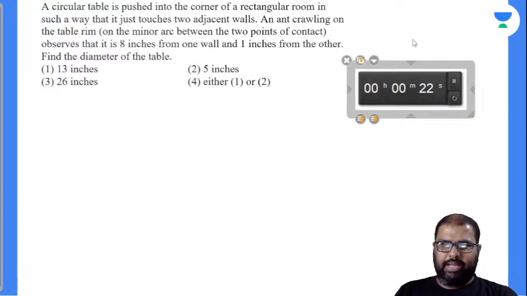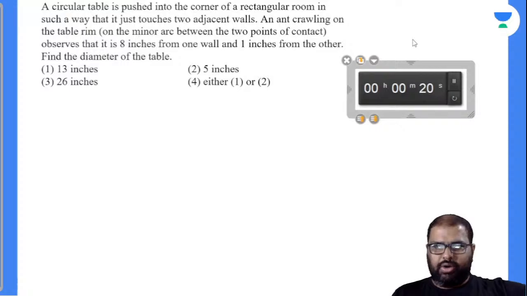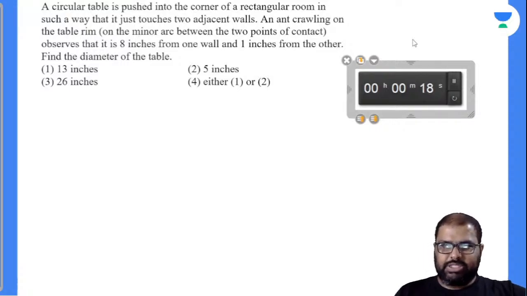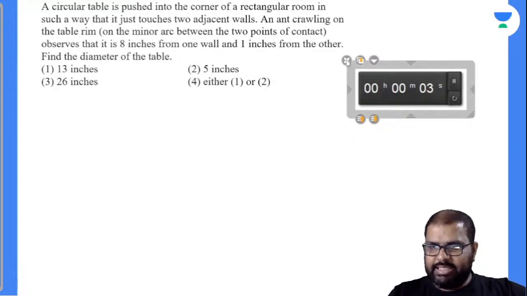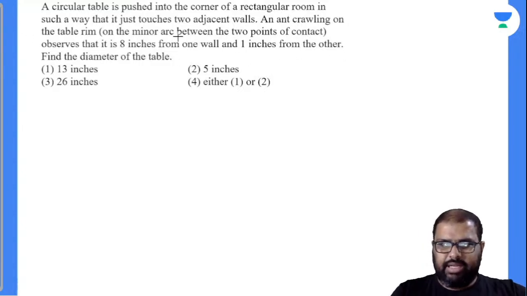A circular table is pushed into the corner of a rectangular room in such a way that it just touches two adjacent walls. An ant crawling on the table rim on the minor arc between the 2 points of contact observes that it is 8 inch from one wall and 1 inch from the other. Find the diameter of the table is the question asked.